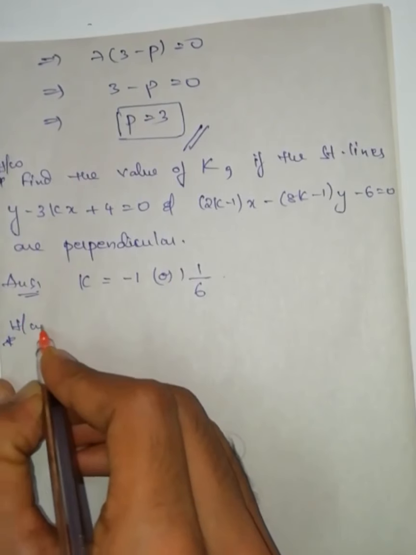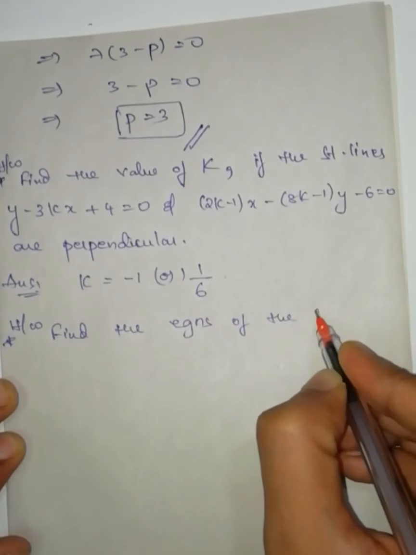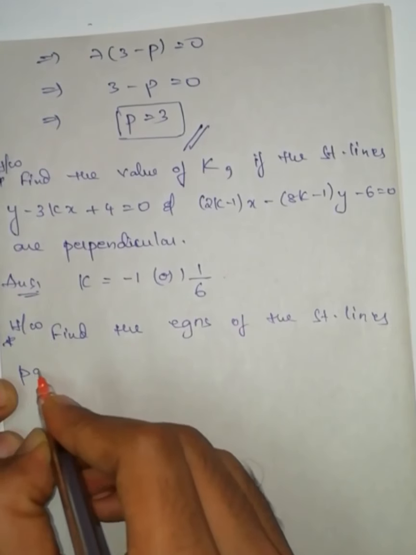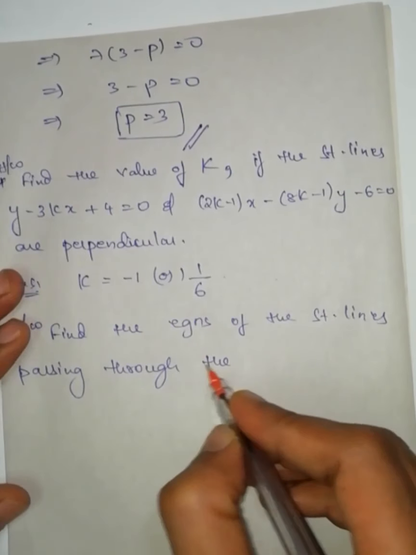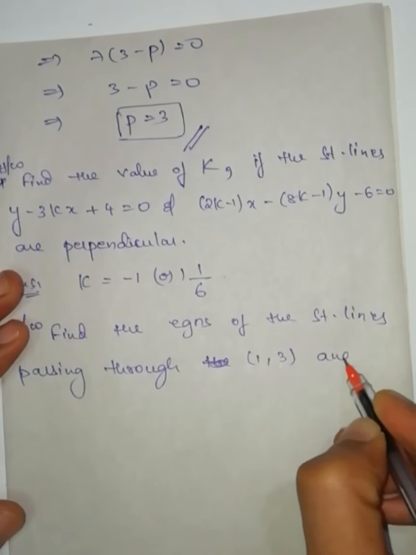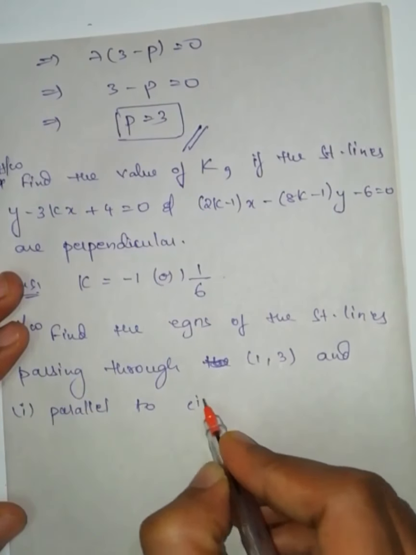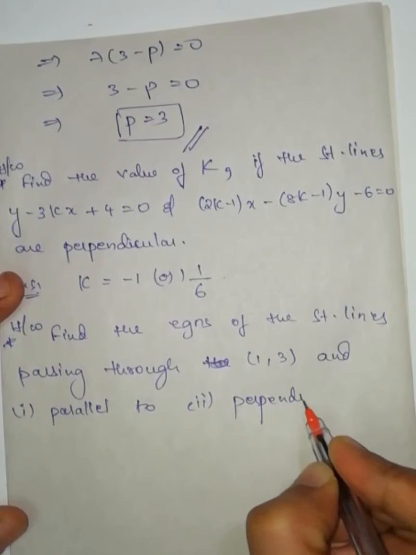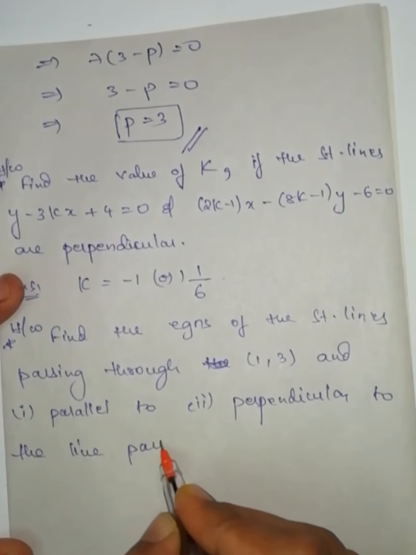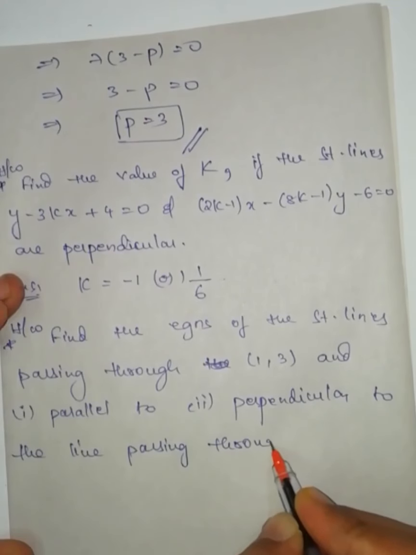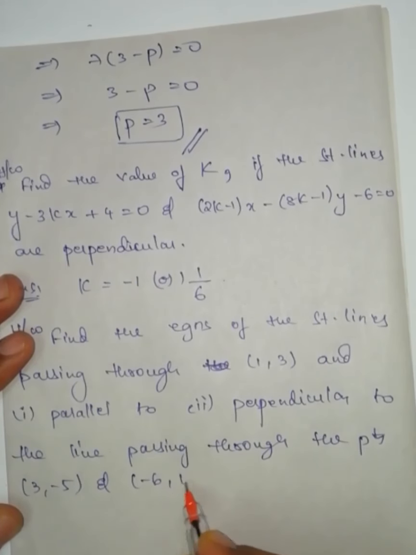Similarly, this one will be the homework. Find the equations of the straight line passing through (1, 3) and, first one, parallel to, second one, perpendicular to the line passing through the points (3, -5) and (-6, 1).